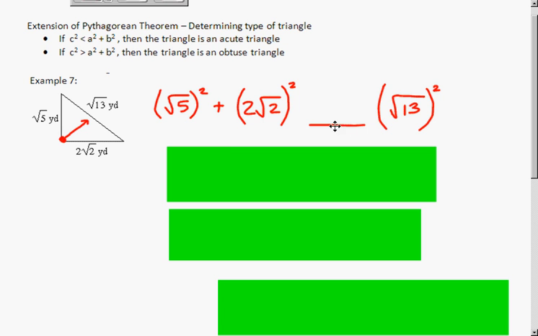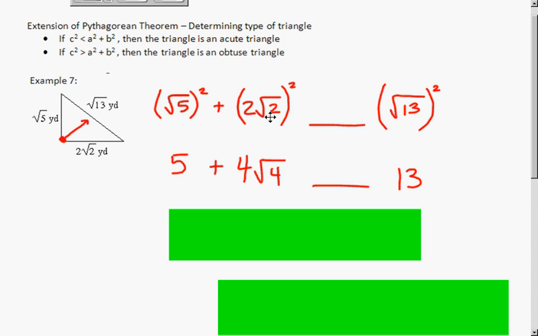Plug your values in. I like to keep a gap here so I can put my inequality sign here if it's a less than or greater than, or if it may be equal to. Square root of 5 squared is 5. We have 2 square root 2 squared. That's basically saying 2 square root 2 times 2 square root 2. So you'd multiply your coefficients. 2 times 2 is 4. Multiply your radicand. 2 times 2 is 4. Square root 13 squared is 13.